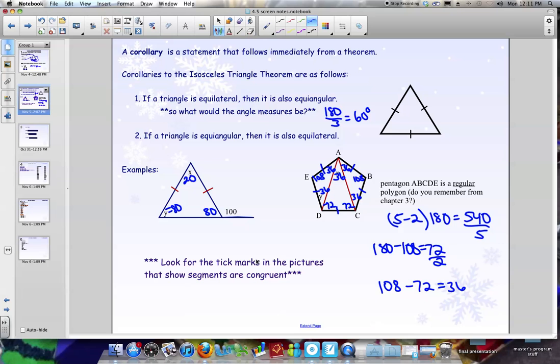Make sure that you look for the tick marks in pictures that show that segments are congruent, because that will give you a hint as to which triangles are isosceles.